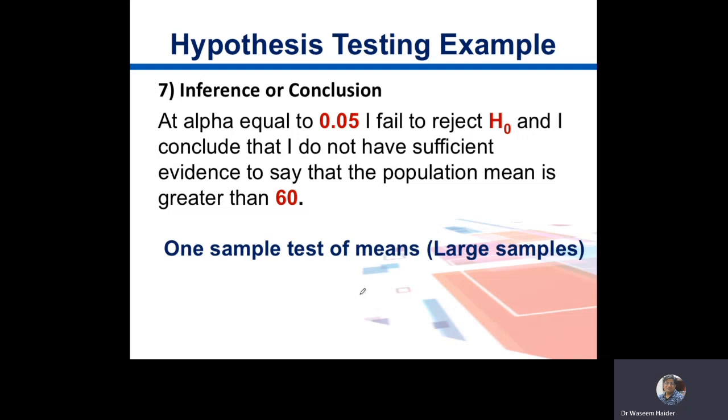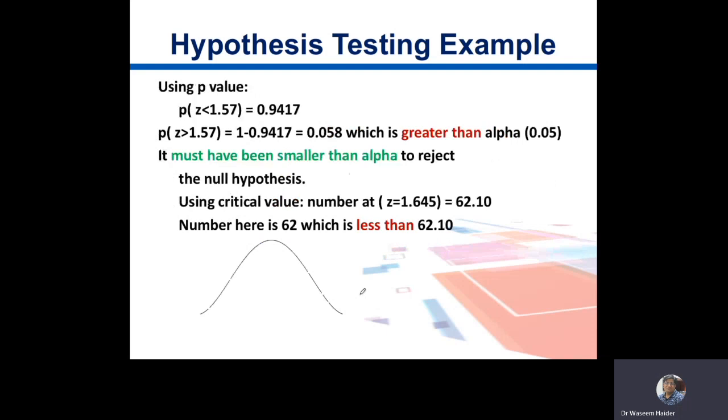Let's see the other scenarios. The p-value for this particular z, which was our calculated z, 1.57, from left it is 0.9417, and since it's a right tail, we are looking for some z greater than this z. Probability of seeing a z greater than 1.57 will be given by 1 minus 0.9417, which is equal to 0.058. The p-value would need to be less than alpha to reject the null hypothesis. So here it is greater than that, so we fail to reject.